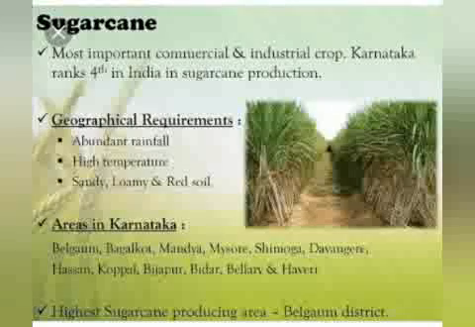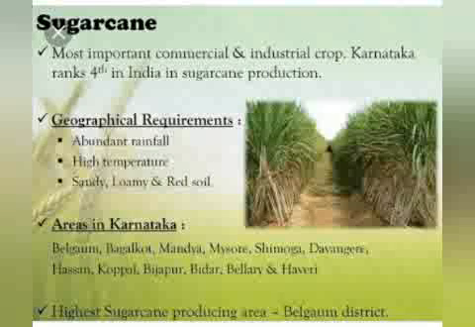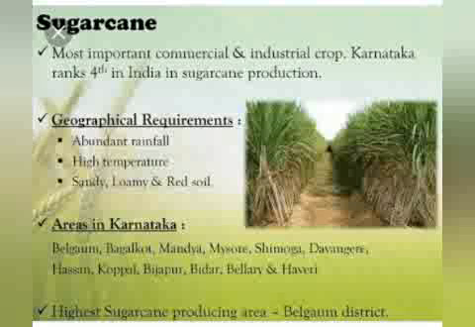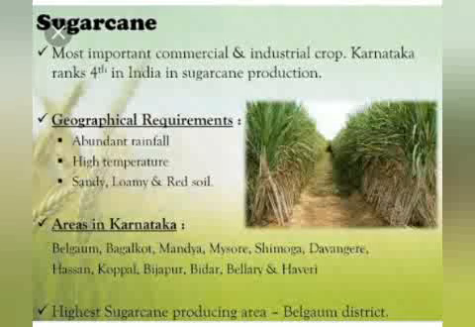Now sugarcane. Sugarcane is a tropical crop which seems to have its original home in Eastern and Southeastern Asia. Sugarcane is the main source of sugar.